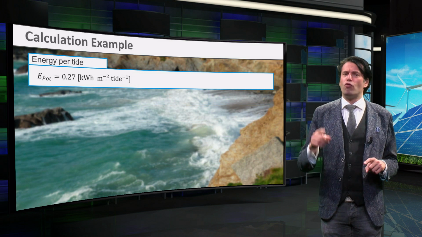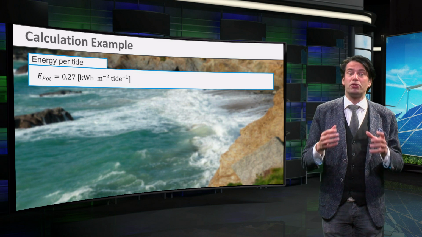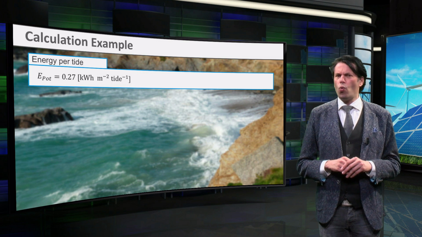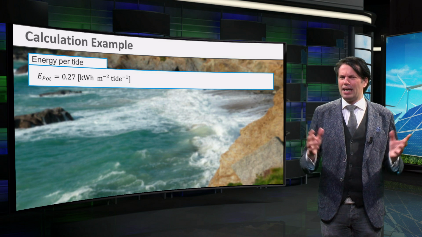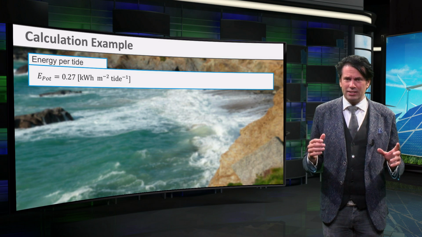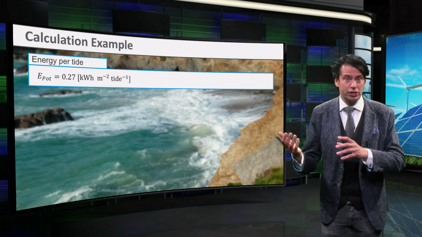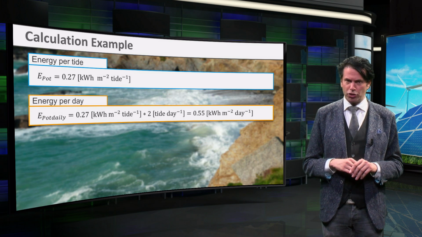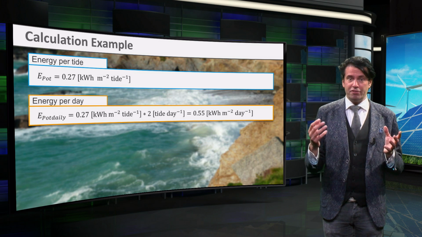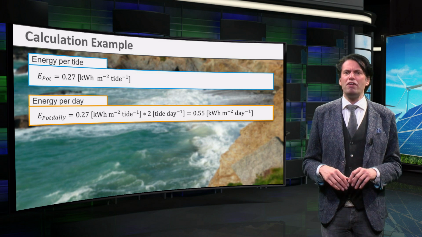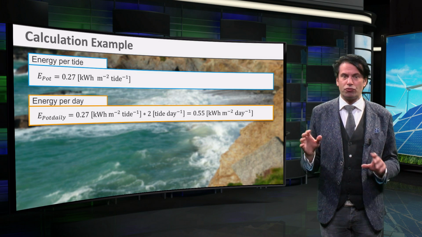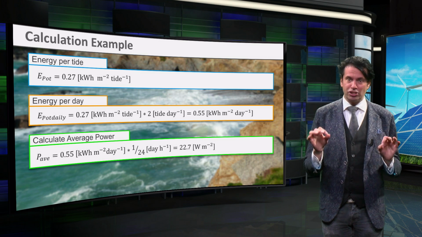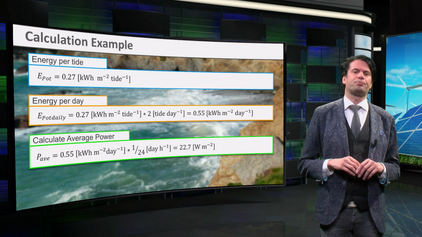Because this is for an area of 1 square meter, this is actually the potential energy density for this basin per square meter. So what about the power density? As there are 2 tides in a day, we can say that the source gets replenished twice a day. Therefore, we have 2 megajoules or 0.55 kilowatt hours per square meter per day. If we divide this by the total hours in a day, we find that the average potential power density is roughly 23 watts per square meter. Note that the system efficiencies have not yet been taken into account.